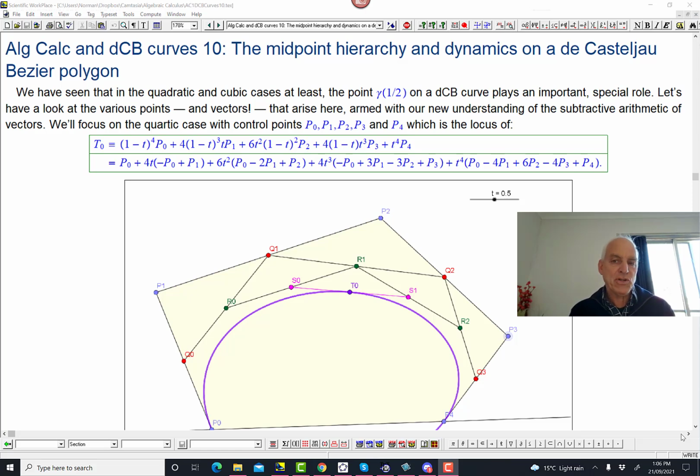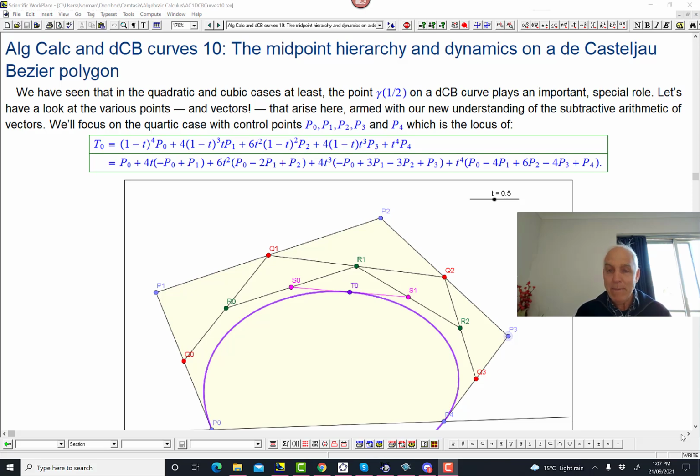We are on an adventure looking at the Casteljau Bezier curves and relations with algebraic calculus. Today I want to reinforce our new understanding of affine points and vectors and how to work with them algebraically by looking at the Casteljau Bezier curve of degree 4, the quartic case, and examining what I'm going to call the midpoint hierarchy or midpoint structure of this curve.